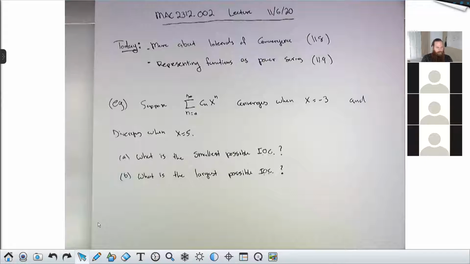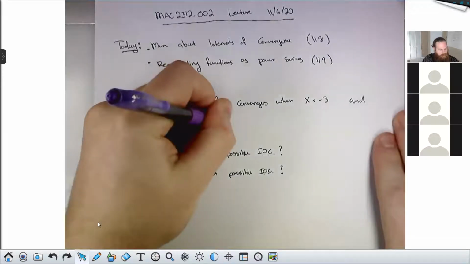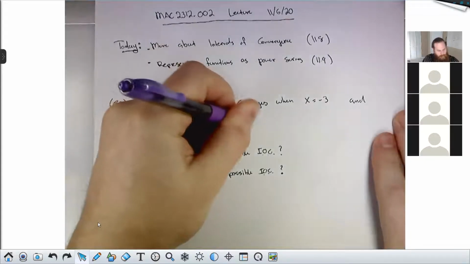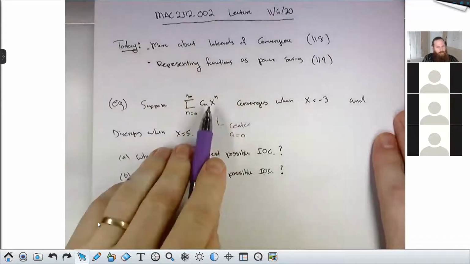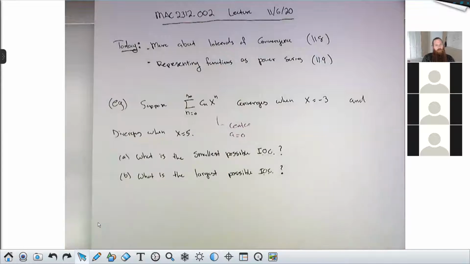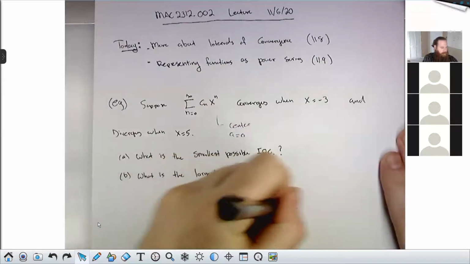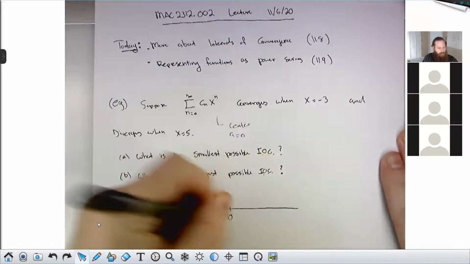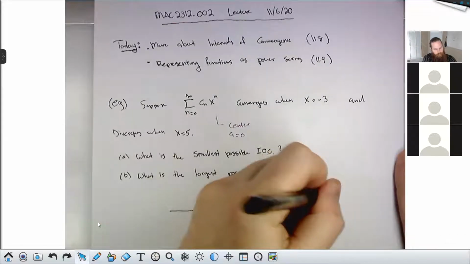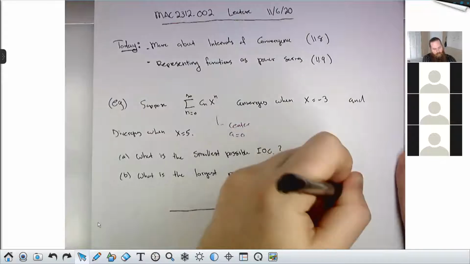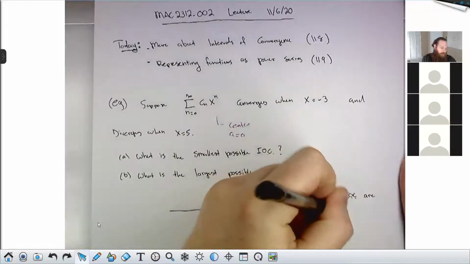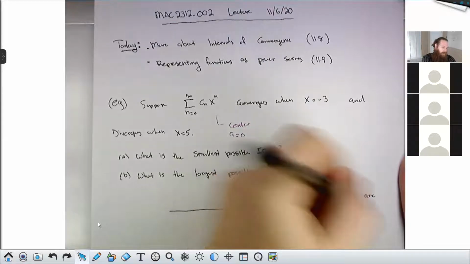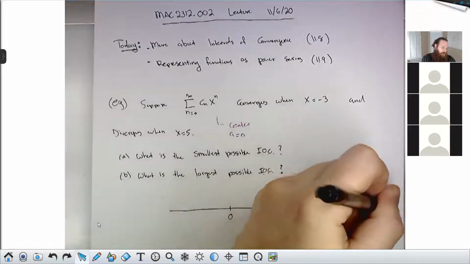First, I want to make an observation. The center of this series is 0, right? x to the n is x minus 0 to the n. So my interval of convergence must be symmetric about 0. IOCs are symmetric about the center.